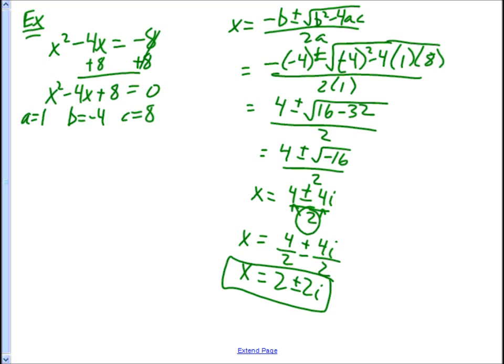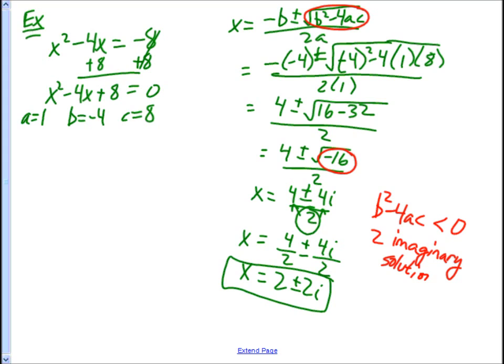So what do you notice about the discriminant on this one? Your b squared minus 4ac, that discriminant here is negative 16. How many solutions did we get? Well, we got two solutions, 2 plus 2i, 2 minus 2i. And what type? Imaginary. Both of them are imaginary solutions, okay? So when b squared minus 4ac is negative, you have two imaginary or complex solutions, okay?